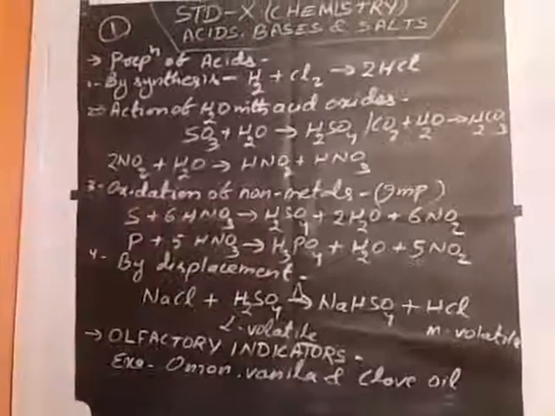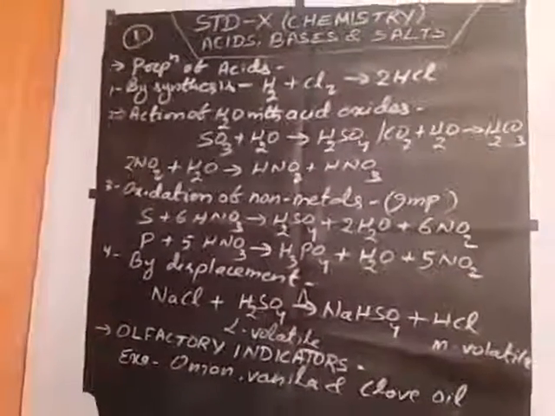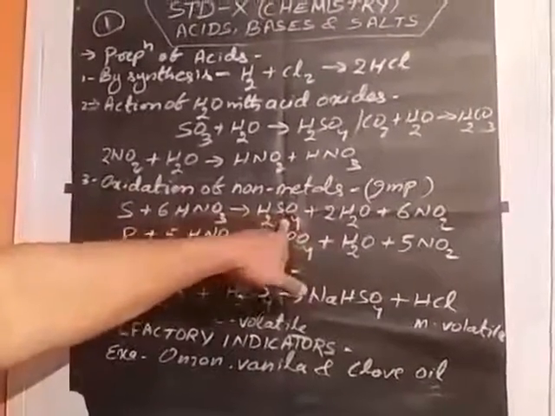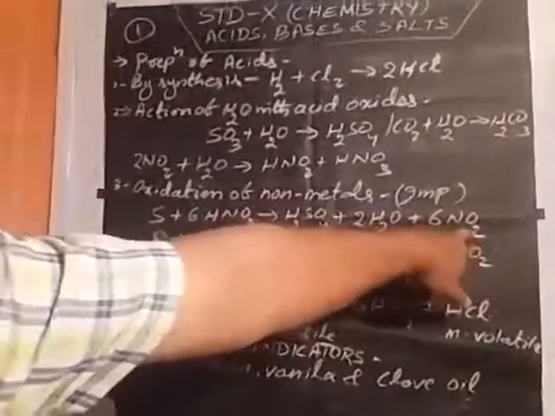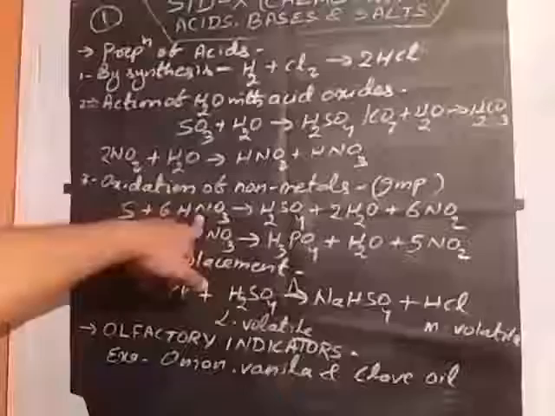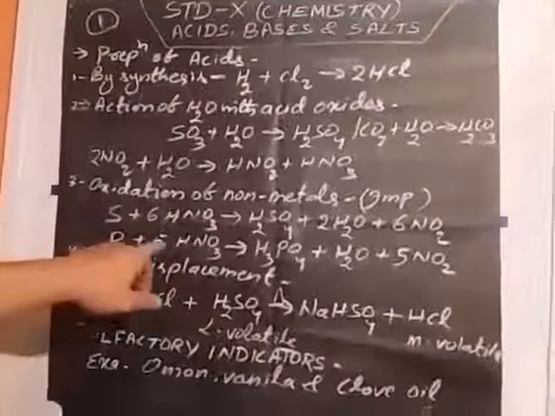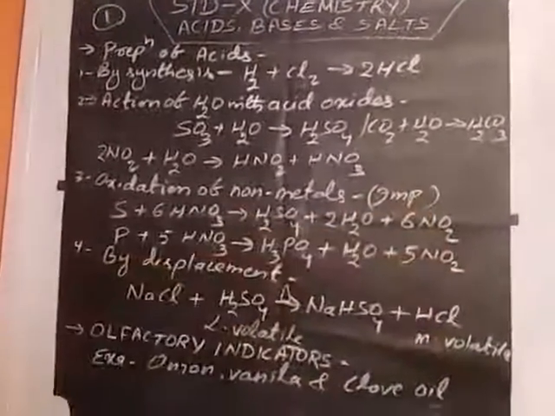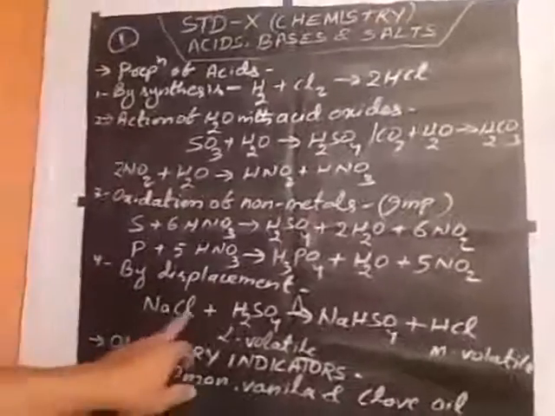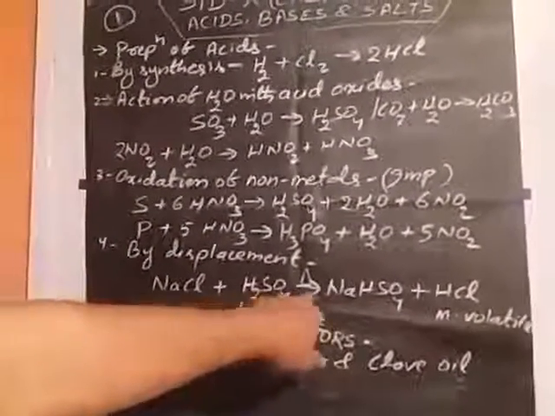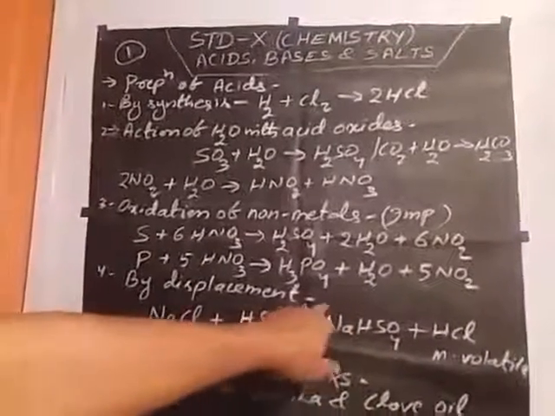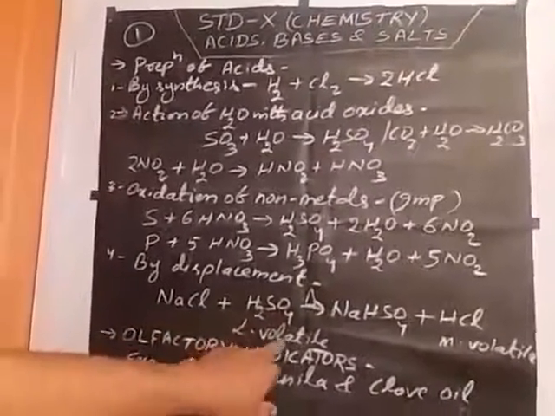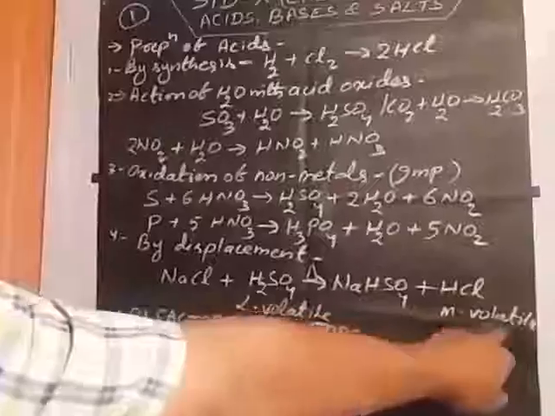Then oxidation of non-metals, very important. When sulfur is added with nitric acid, it forms sulfuric acid plus water and nitrogen dioxide. This nitric acid is concentrated, not dilute. And phosphorus added with concentrated nitric acid forms phosphoric acid, water and nitrogen dioxide, very important. Then by displacement, sodium chloride added with sulfuric acid by heating, below 200 degrees Celsius, forms sodium bisulfate and hydrogen chloride. Here sulfuric acid is less volatile, so it can displace the more volatile acid.